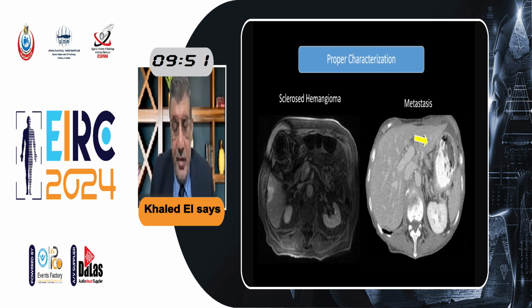But these are types of cases which were misinterpreted. This one was misinterpreted for meningioma, but it's metastasis. This one was misinterpreted for metastasis, but it's hemangioma. This one follows the blood pool. This one doesn't follow the blood pool.